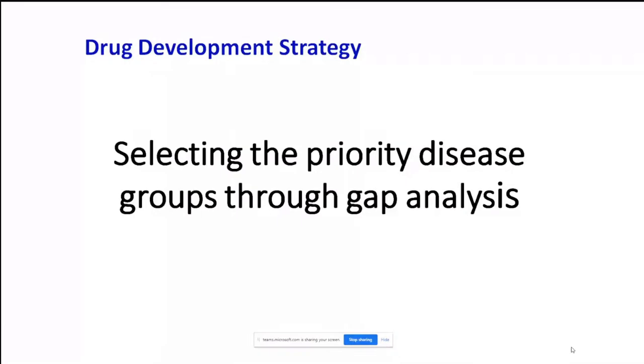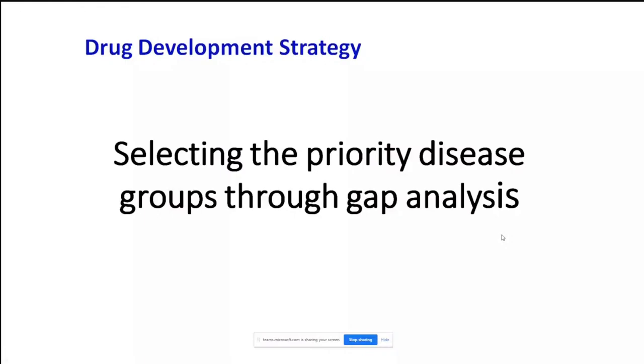I will talk about the drug development strategy first. A few months ago, about a year, probably close to a year ago, we did an exercise to select priority disease groups through gap analysis. It was important to find out where we should prioritize, because we can't do everything we want to do. So, selecting the priority disease groups through gap analysis.